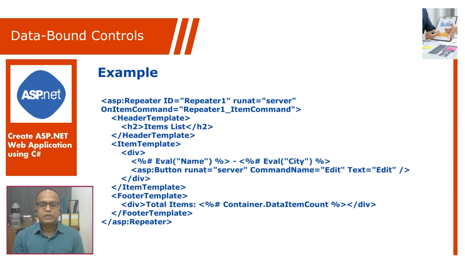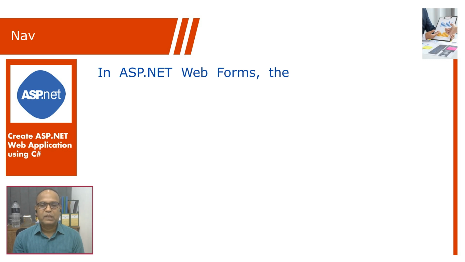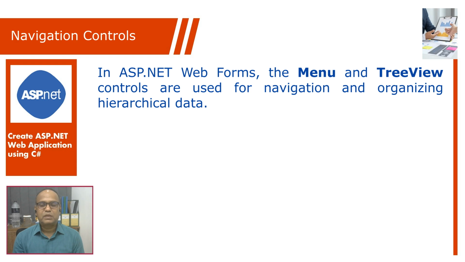Example: these controls enable developers to build robust user interfaces that display data efficiently while allowing for interaction and custom data processing. Understanding the properties, methods, and events of each control is essential for building effective ASP.NET Web Forms applications. Navigation controls. In ASP.NET Web Forms, the menu and tree view controls are used for navigation and organizing hierarchical data. Let's give a detailed overview of the methods, properties, and events associated with each of these controls.